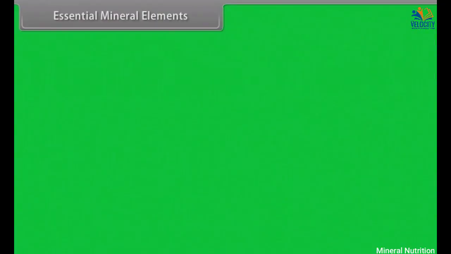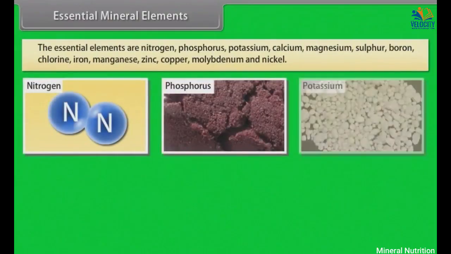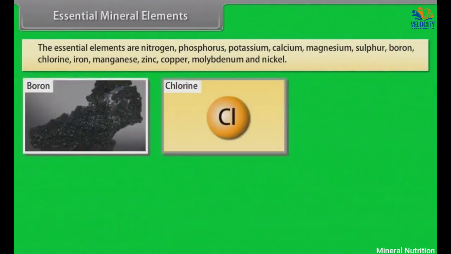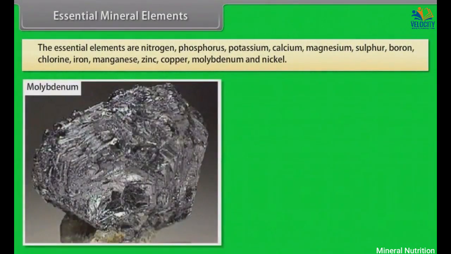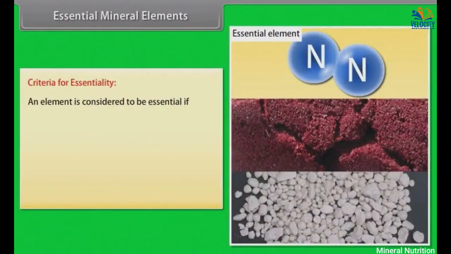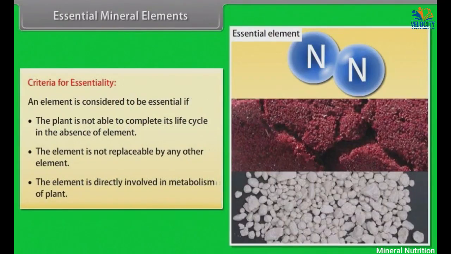Essential mineral elements. The essential elements are nitrogen, phosphorus, potassium, calcium, magnesium, sulfur, boron, chlorine, iron, manganese, zinc, copper, molybdenum, and nickel. Criteria for essentiality. An element is considered to be essential if the plant is not able to complete its life cycle in the absence of the element. The element is not replaceable by any other element. The element is directly involved in the metabolism of the plant.